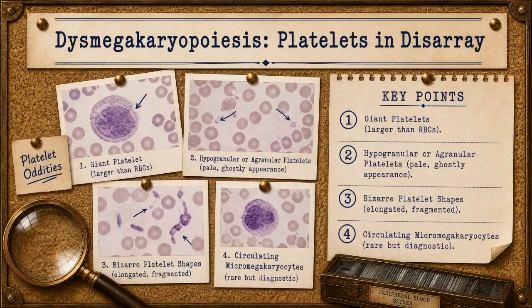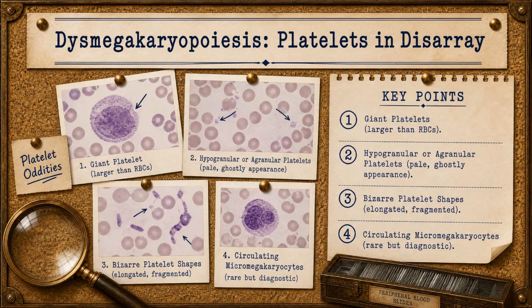Alright, histotechs, we've covered the red cells and the white cells. Now, let's complete our tour of dysplasia in MDS by looking at the megakaryocytic lineage, dysmegakaryopoiesis. This refers to the abnormal maturation and morphology of megakaryocytes in the bone marrow and their progeny, the platelets, in the peripheral blood. Essentially, the platelets are developing some serious personality quirks, and it's your job to spot them.